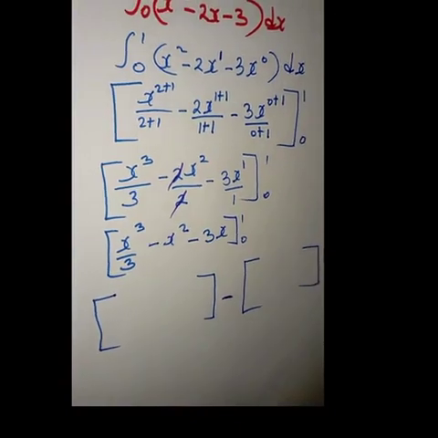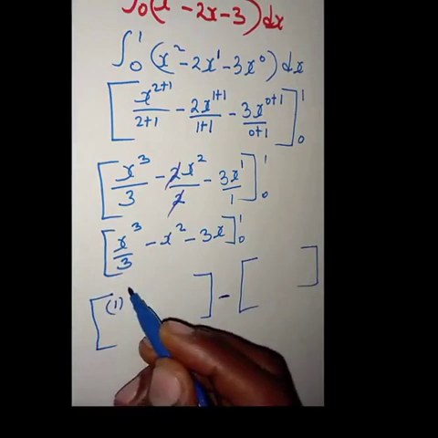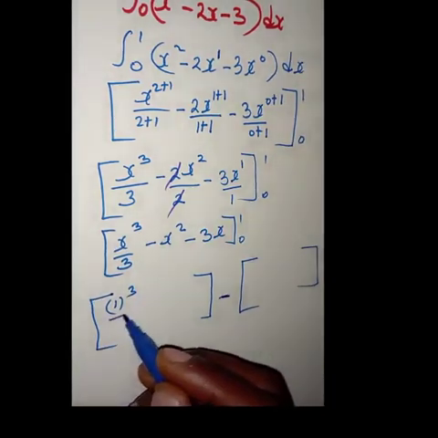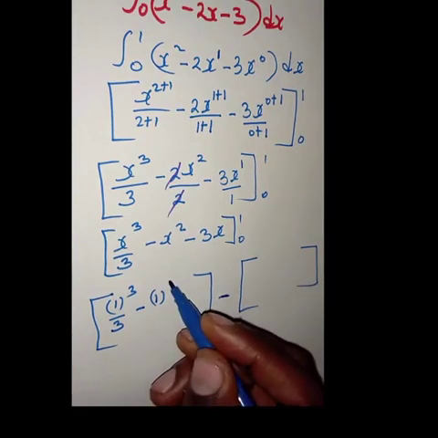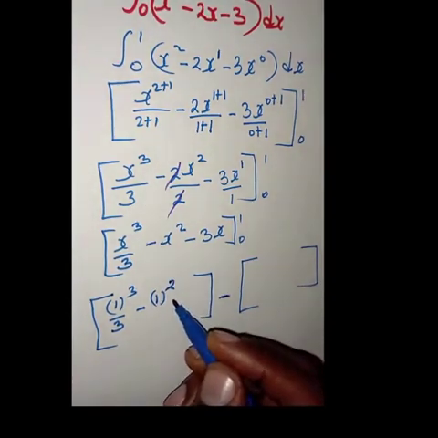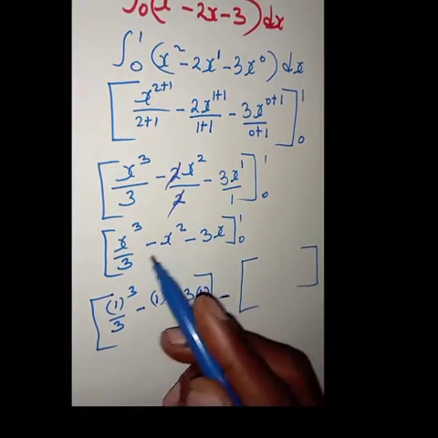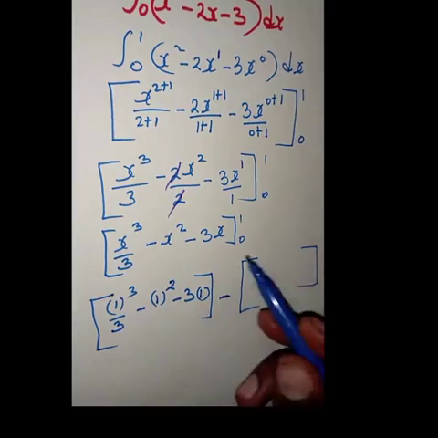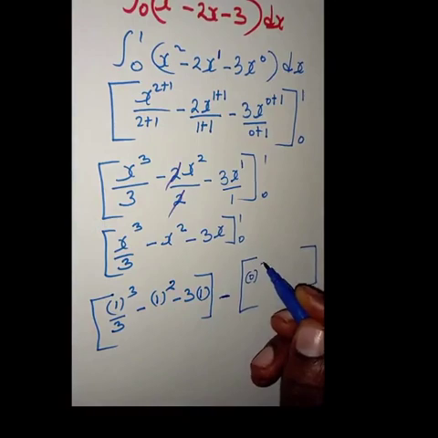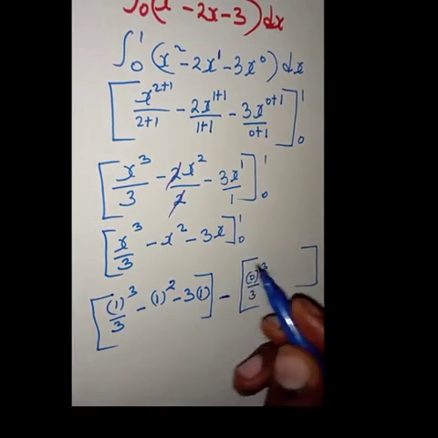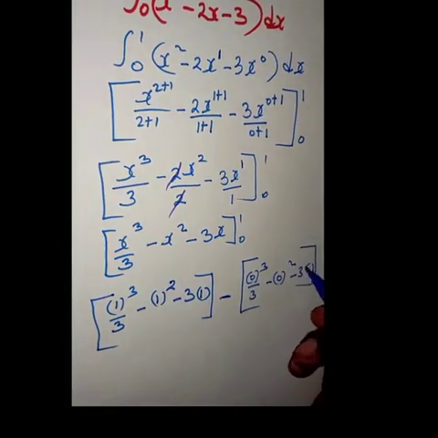So let's do it. Where there's x we put 1, so 1 to the power 3 over 3, 1 to the power 2, and here 3 times 1. Where there's x we'll put 1, 1, 1. This side where there's x we'll put 0, put 0 over 3, put 0, put 0, to be like that.